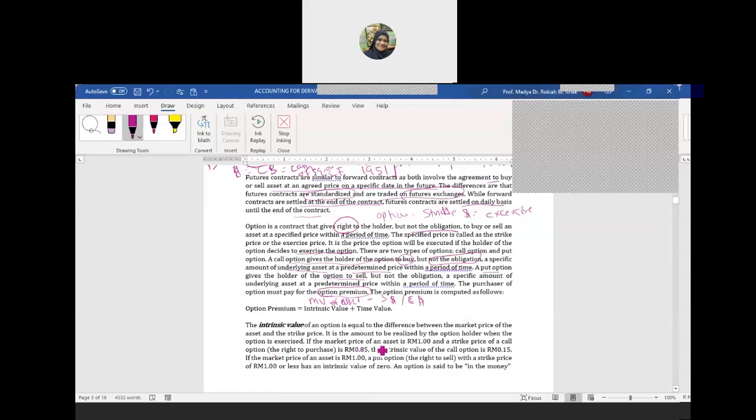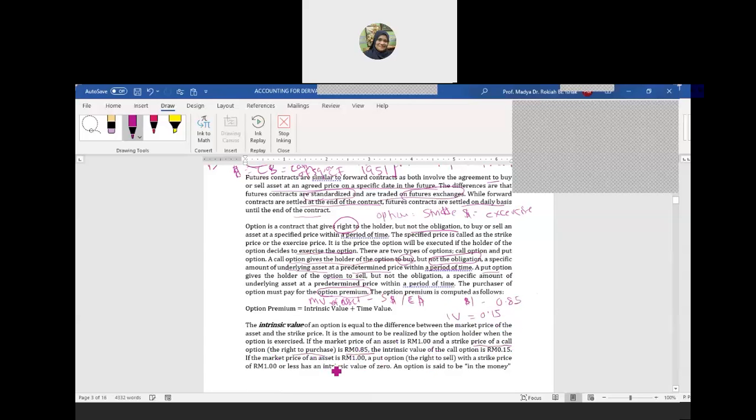If the market price of the asset is RM1 and the strike price of the call option, the right to purchase, is 0.85. Let's say the market value is RM1 and the call option is 0.85. So the intrinsic value here will be 0.15. This is your intrinsic value.